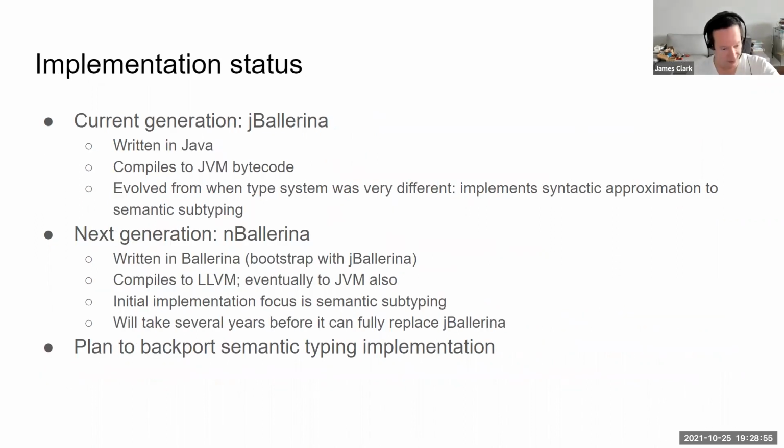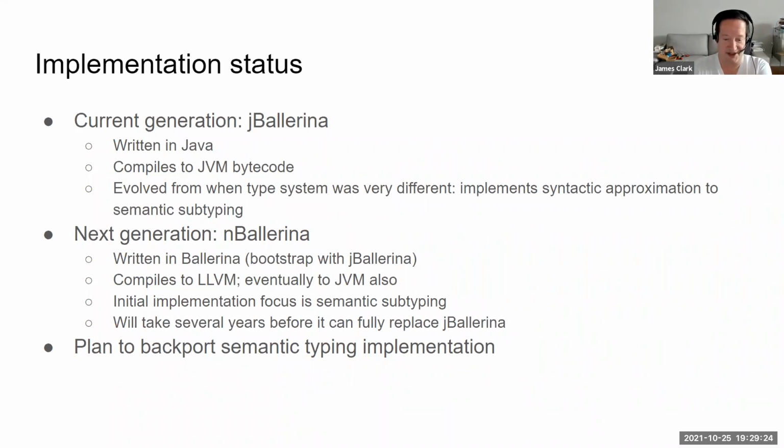So where's this at? We've got a current generation product which we call JBallerina, which is written in Java and compiles to JVM bytecode. This was started a long time ago, before I even got involved with it, I think, and it's evolved from when the type system was very different, and it's not quite doing semantic subtyping according to the spec. It's kind of a syntactic approximation.